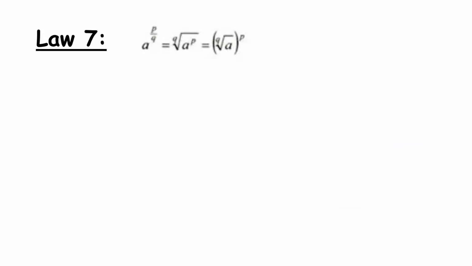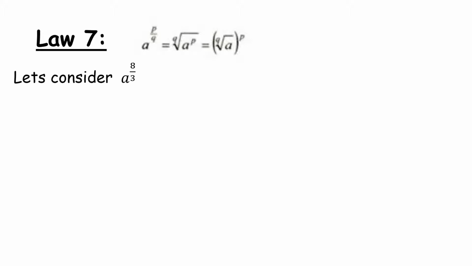So now let's take a look at Law 7. Law 7 states a to the power of p over q is equal to the qth root of a to the power of p, or can be written as the qth root of a all to the power of p. In this case, the order in which you do the power and the root won't make any difference, and that is because both of them are part of indices, so it doesn't matter which one is worked first. So Law 7 extends Law 6, which was 1 over q. When we talked about the power in Law 6, the numerator was 1. We're now expanding to have a numerator that is not 1.